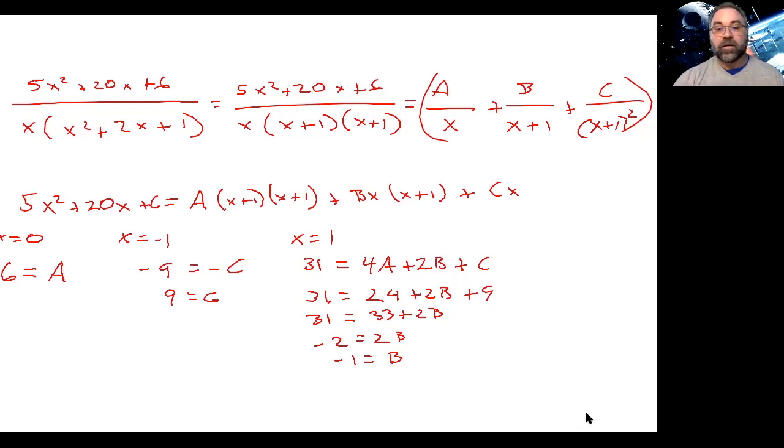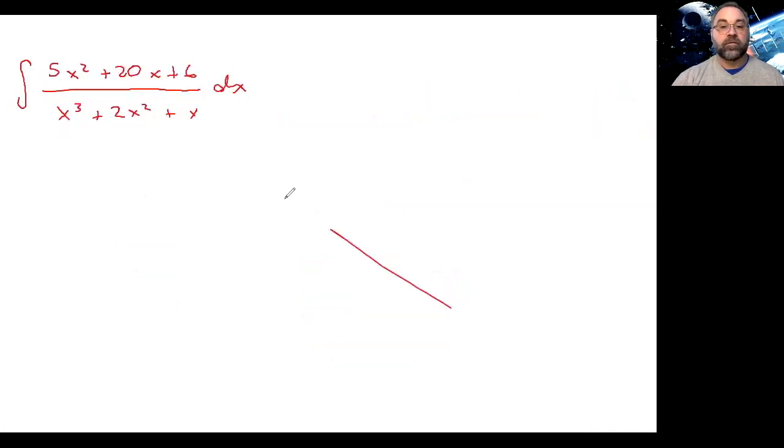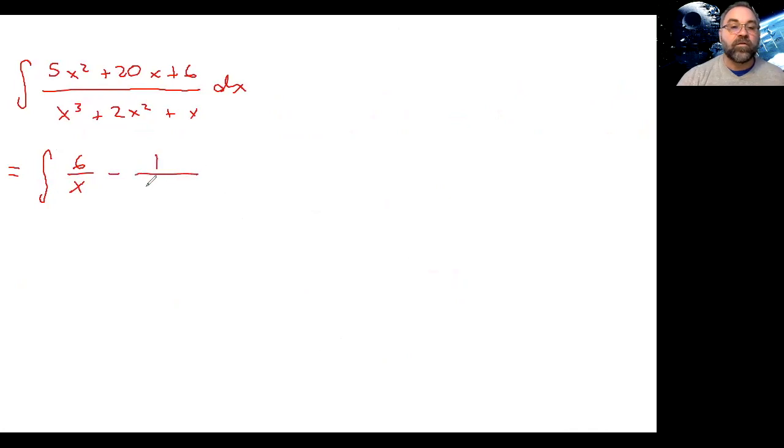Let's go back. We now know that this is equal to the integral of, well, remember A was 6, so 6 over x. B was -1, so I'm just going to put -1 over x plus 1. And C was 9, over x plus 1 squared, like so. And at this point, we're ready to do our integration.